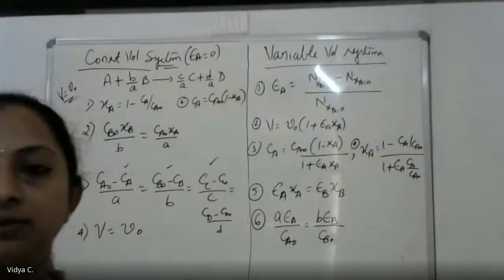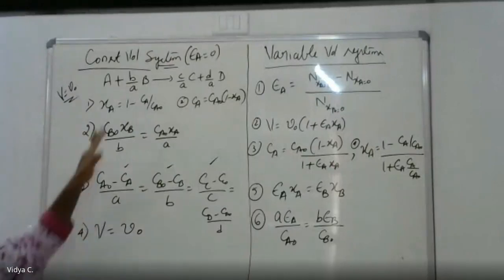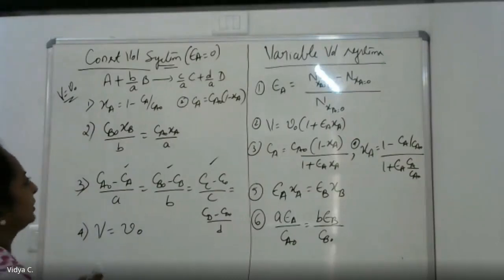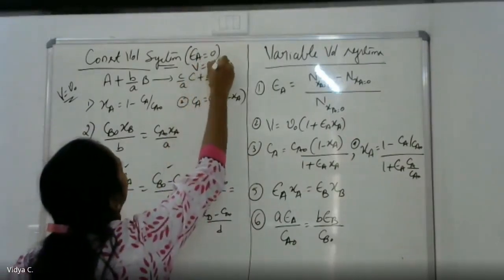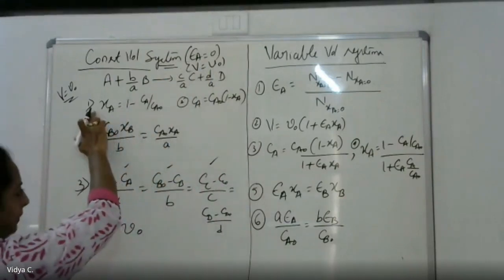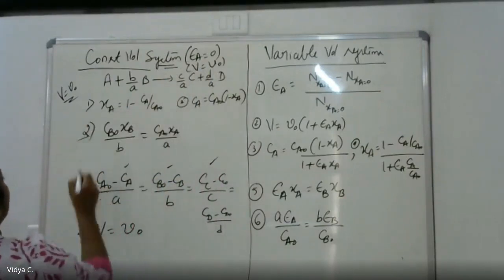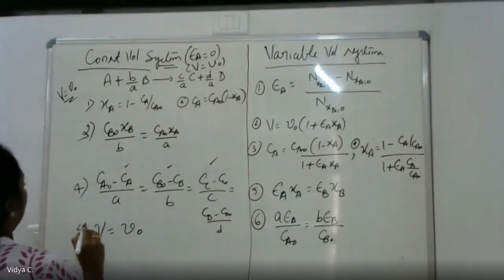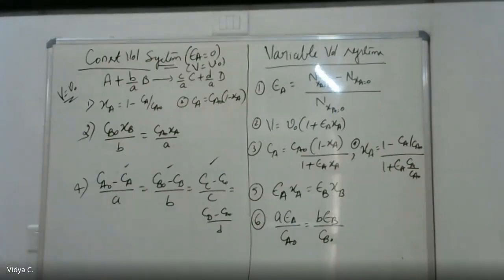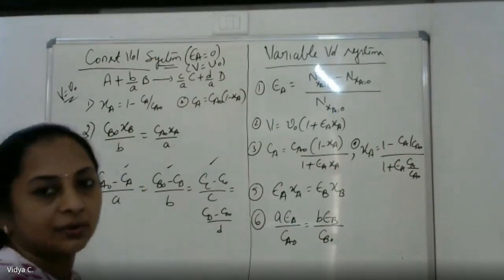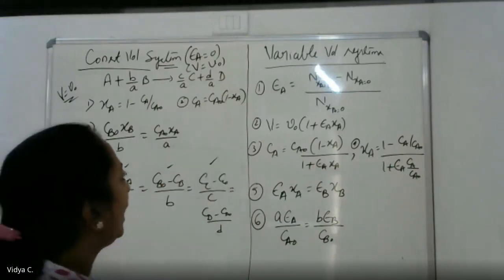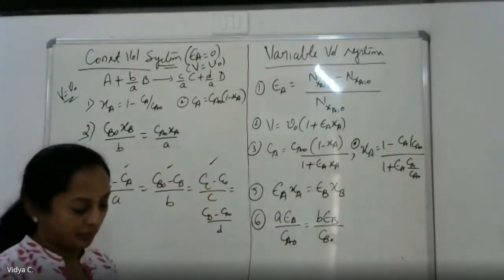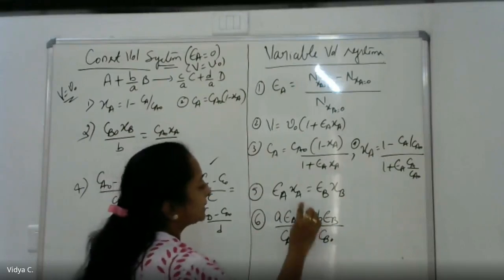Summary of the formulas, which is very, very important. Summary for constant volume system, V is equal to V naught and epsilon is 0. Very important. Okay. 1, 2, 3, 4, and 5. 5 is not required anyway. 4 formulas for constant volume systems. And 1, 2, 3, 4, 5, 6. 6 formulas for variable volume systems. Of course, if you remember these things, it is enough.